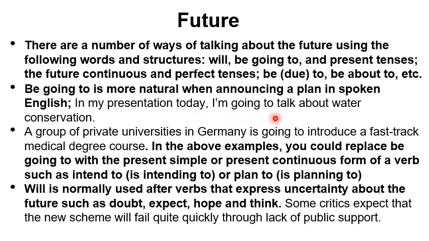Because I planned everything in my presentation, I can say I'm going to talk about. I'm going to talk about is much better than I will talk about. The sentence will be stronger. I'm going to talk about water conservation. Also, we can refer to the future in different ways. For example, a group of private universities in Germany is going to introduce a fast-track medical degree course. To explain this sentence, we need to understand what a fast-track medical degree is.